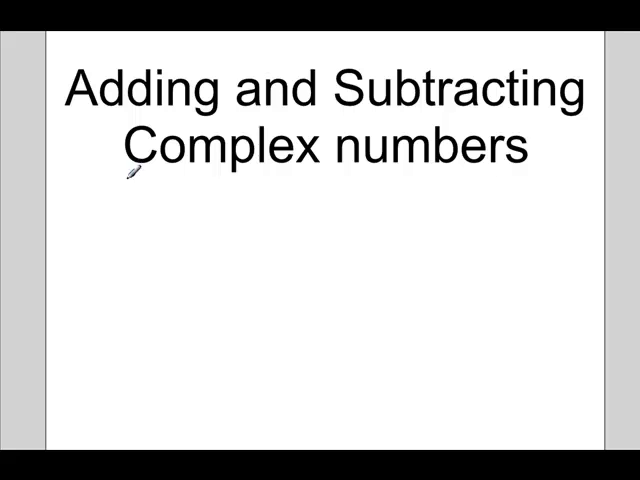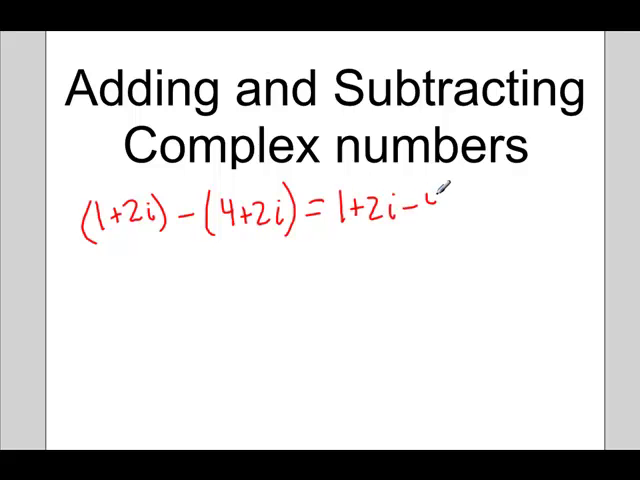Alright, adding and subtracting complex numbers. Say we have 1 plus 2i minus 4 plus 2i. That's going to be 1 plus 2i minus 4 minus 2i, which is going to be -3. Plus 2i minus 2i is 0, so it's going to be -3.